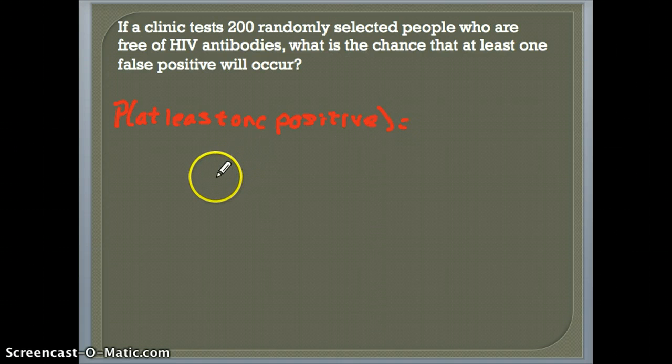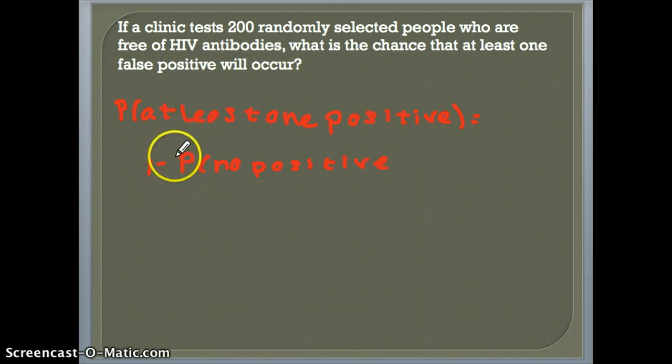Okay, and to do that, I'm going to want to do 1 minus the probability of no negatives. I'm sorry, of no positives, rather. Oh, I just erased the whole thing. No big deal. Probability of at least one positive would be 1 minus the probability of no positives. Okay, so the probability of the outcome not occurring.